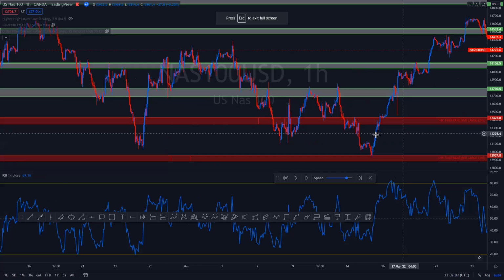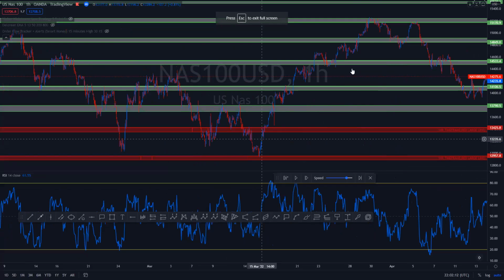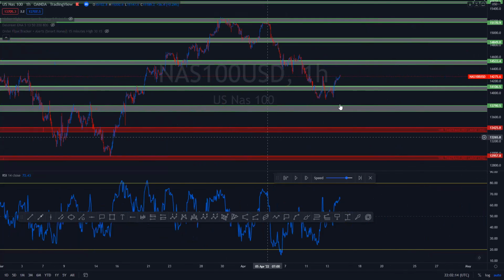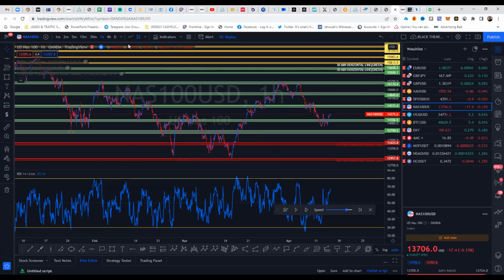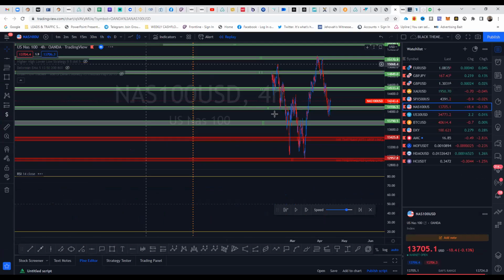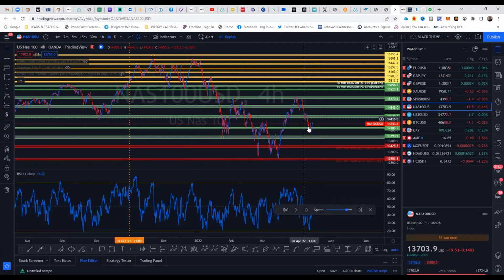And so now, as we can see, price is starting to go bullish again. And this is current price. So now what we're going to do is go to the 4 hour, see if there's anything else we need to mark up. And as we can see, we don't.